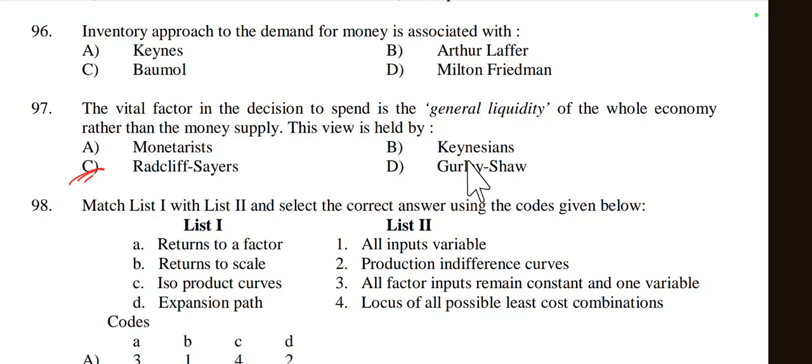Then next one is Keynesian. Keynesians also recognize the importance of liquidity, but the specific emphasis on the general liquidity of the whole economy aligns more with the other view. Then monetarists generally focus primarily on the control and supply of money as the key driver of economic activity. Then the remaining group contributed to the theory of money and liquidity but does not primarily focus on the general liquidity aspect in the same way. So option C is right here.